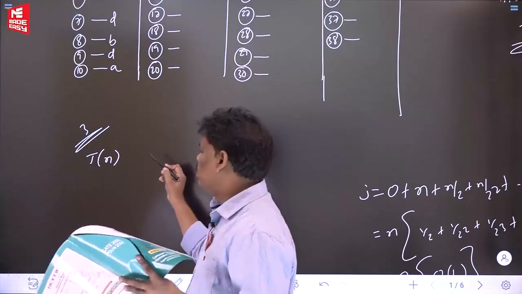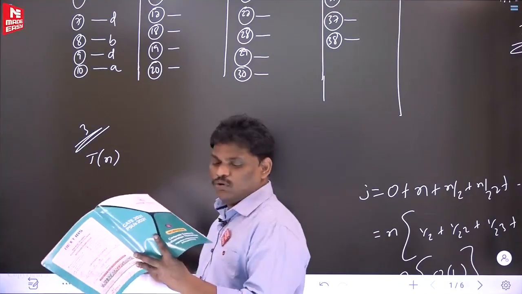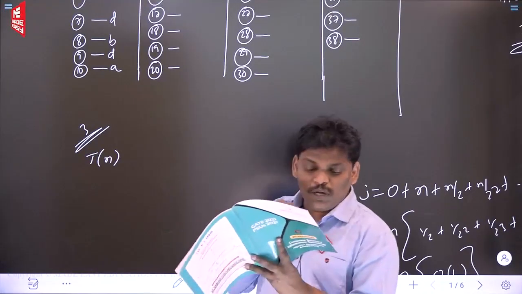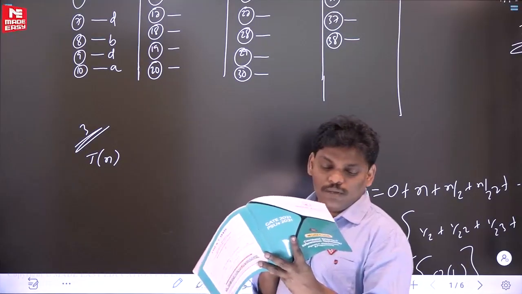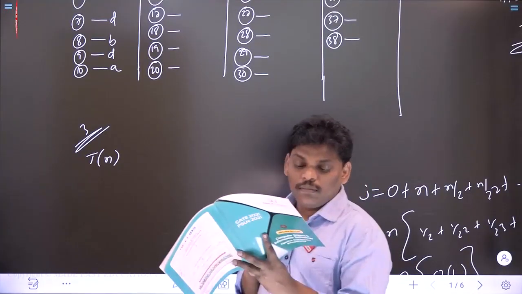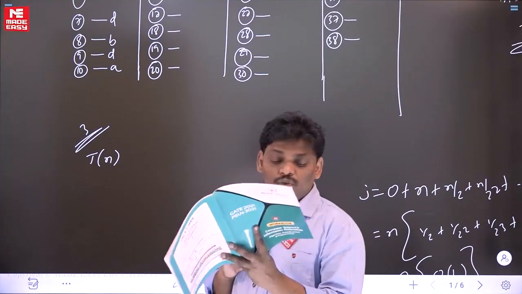We will see within a few minutes. Tn is equal to what? Whenever this program is going on, is there any for loop? Yes. That loop runs how many times? Square root of N, that means root N times.